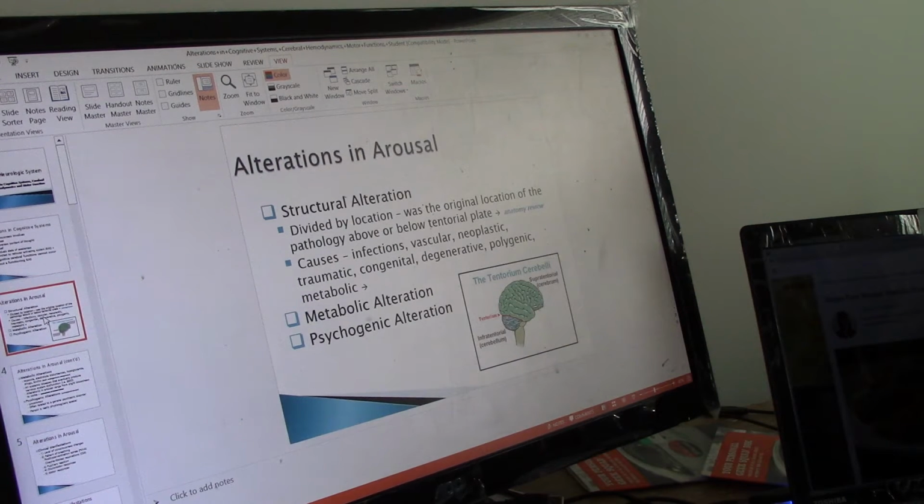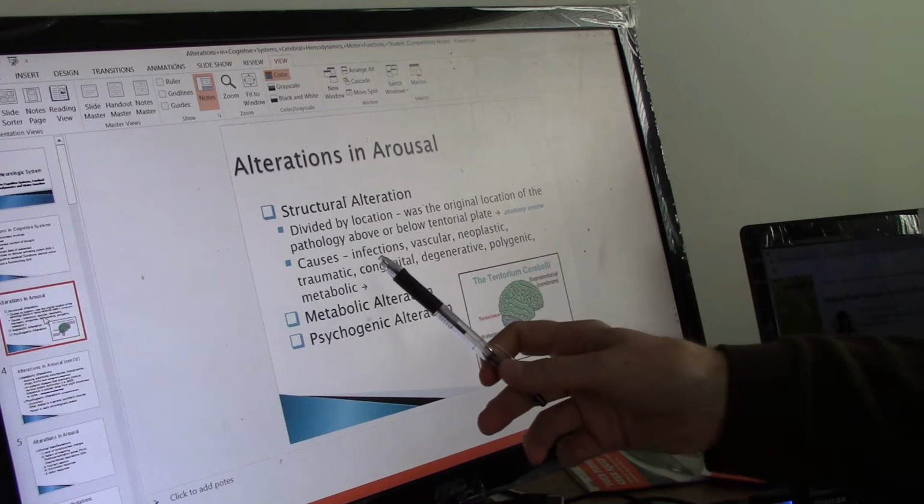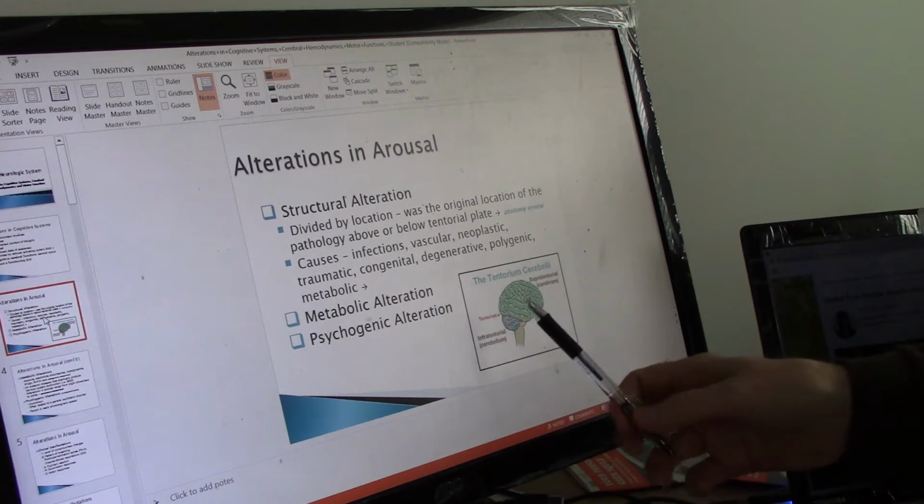Now, what are some of the things that will alter our capacity to be aroused? Well, some of the causes are infections. You can imagine encephalitis or meningitis.